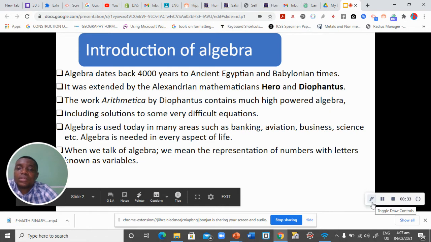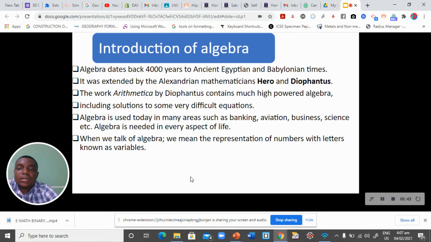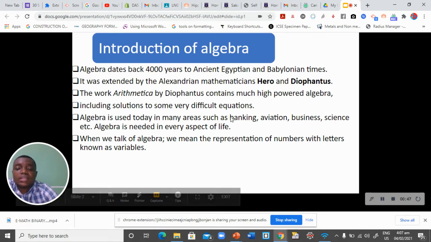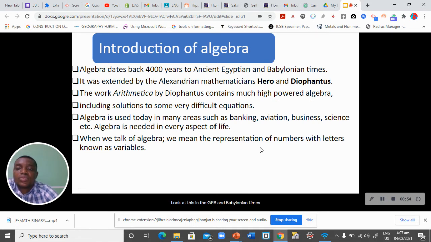So, algebra dates back 4,000 years ago. We can look at this in the Egyptians and Babylonian times. It was extended by the Alexandrian mathematicians Hero and Diophantus.